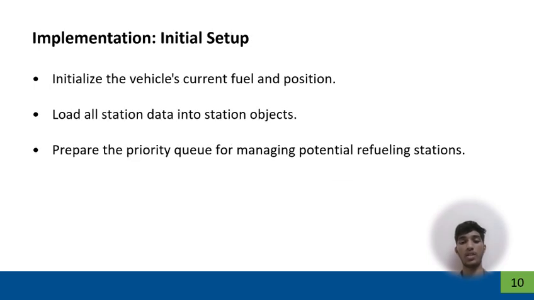Implementation: initial setup. Initialize the vehicle's current fuel and position. Load all station data into station objects. Prepare the priority queue for managing potential refueling stations. During initialization, set the vehicle's starting fuel, create station objects for all stations, and prepare a max heap for storing fuel values. Begin traversing stations in increasing order of distance. This setup ensures the algorithm proceeds smoothly.